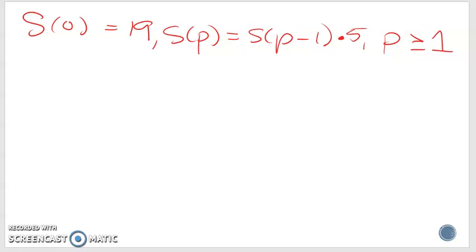So now out of this, how do I write the nth term? Well, we still got to get the same piece of information. So I'm starting with the 19. So S of P is equal to 19.